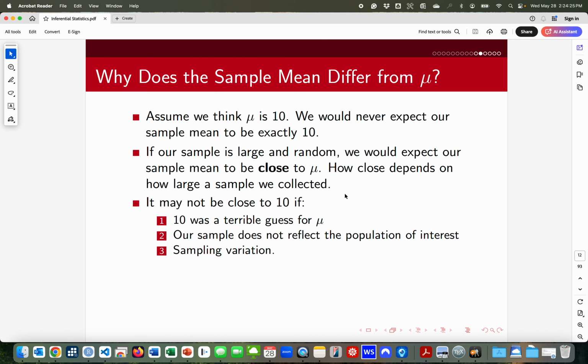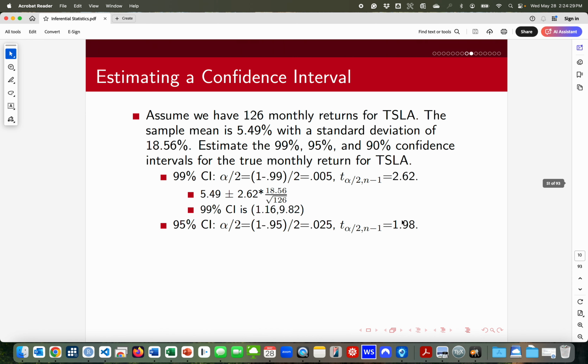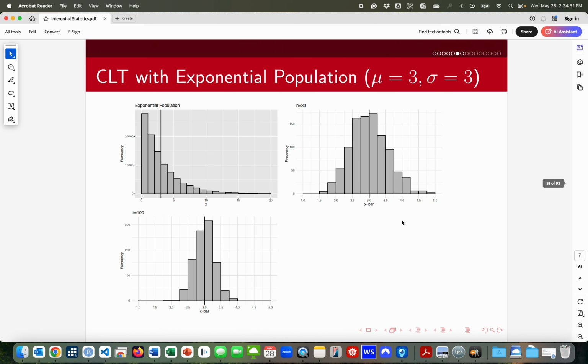We also expect some sampling variation. So if you look back at this sampling distribution right here, the true mean is 3, but in some of these samples, we got a number as small as 1.5 and as large as 5. So just natural variation could lead to an outcome that's different than the number that they're claiming to be true.